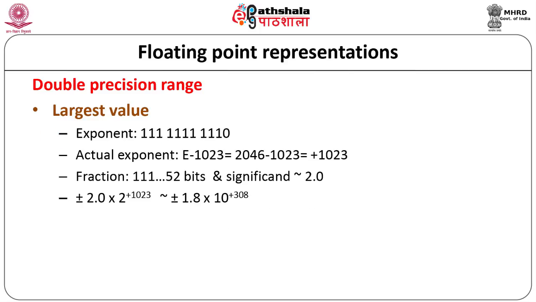In double precision, the largest value of exponent is 10 bit 1s and a 0. The actual exponent for this number is around plus 1023. The fractional part is all 1s, 52 bits, and the significand is around 2.0. Thus, it represents plus minus 2.0 into 2 raised to plus 1023. So, it is around plus minus 1.8 into 10 raised to plus 308.